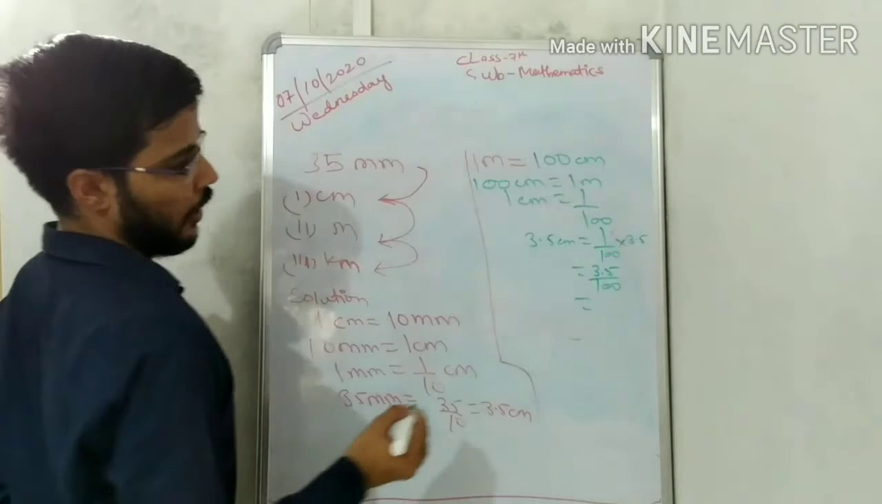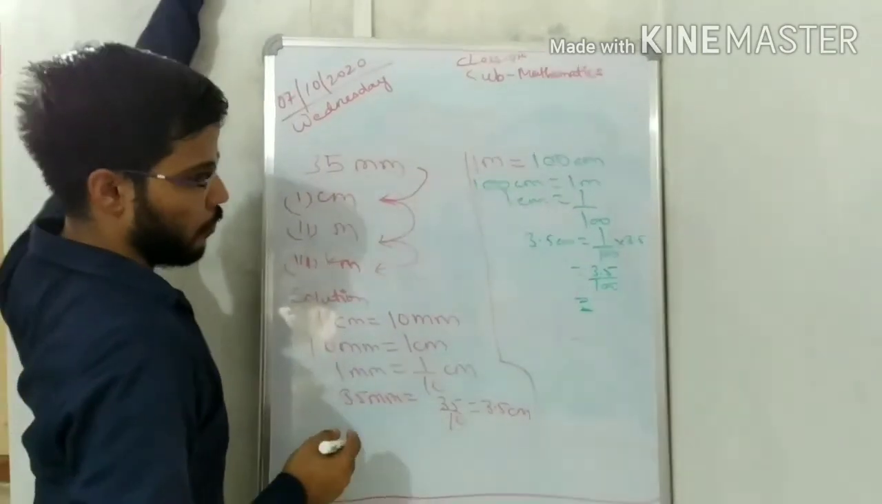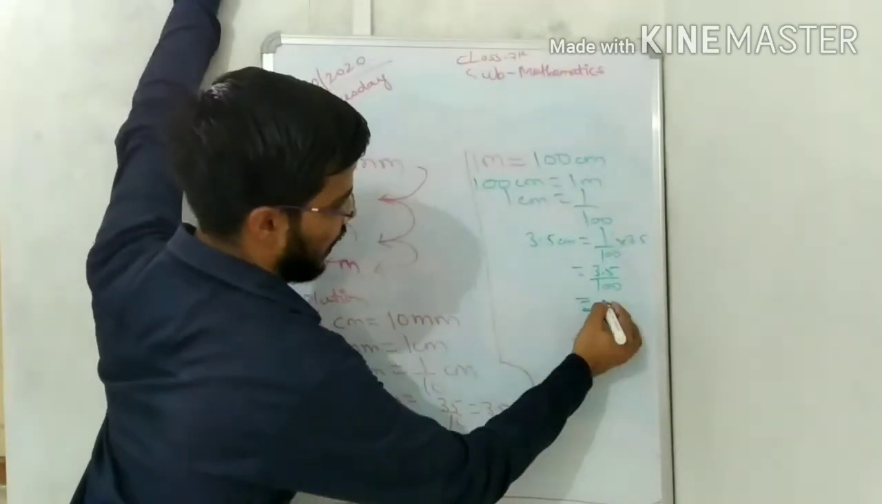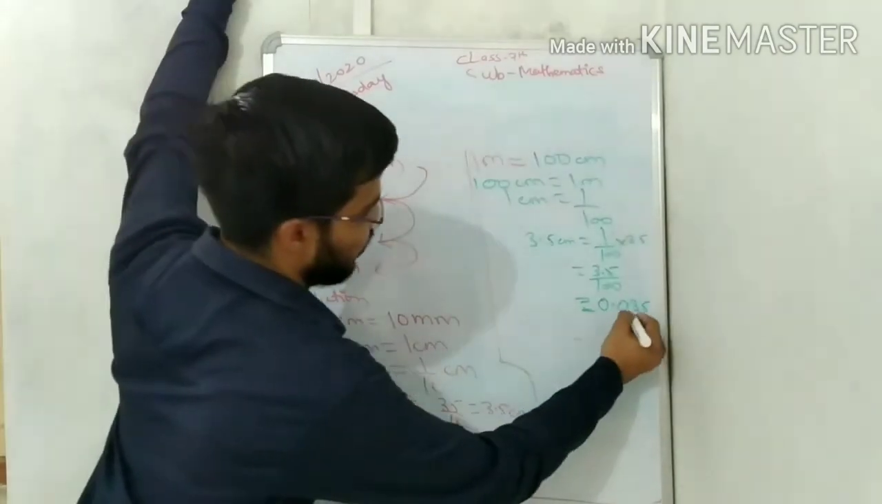Now how will we convert it here? See, how many zeros are there? 2. You have to put decimal before 2 places, but already 1 decimal is present here. So we will add 1 zero. Okay, it will become the meter.